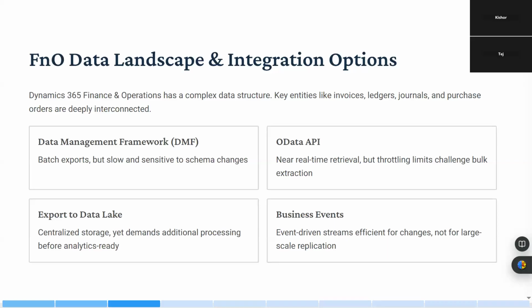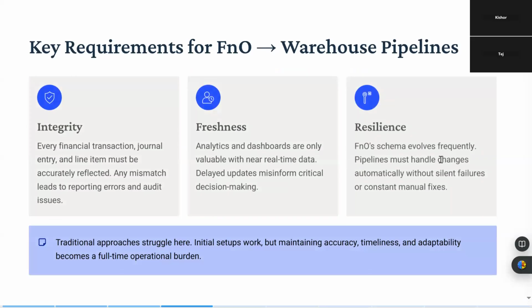So these are a few key pointers on the common integration methods in the F&O data landscape. We would further like to discuss the key requirements for F&O to warehouse pipelines. When we are moving enterprise data from Dynamics F&O to a warehouse, there are three critical pillars you can never compromise on. Every financial transaction, be it a journal entry or a line item, must be accurately reflected in the target system.